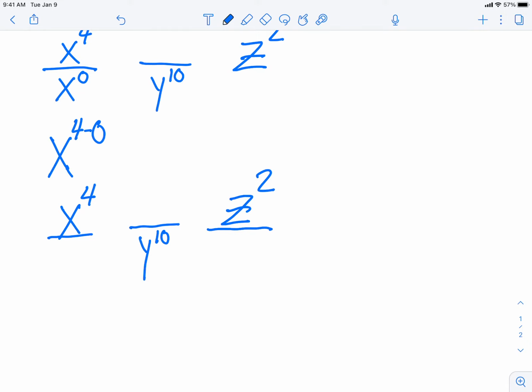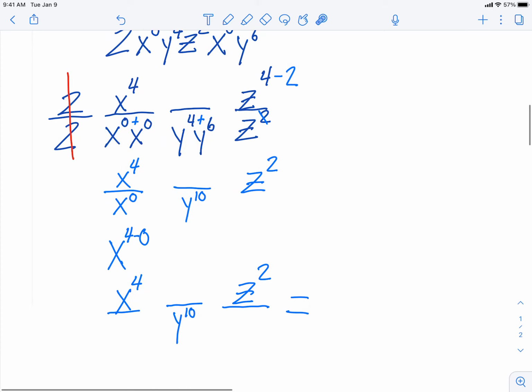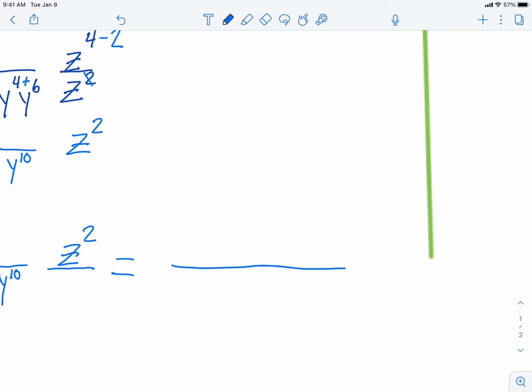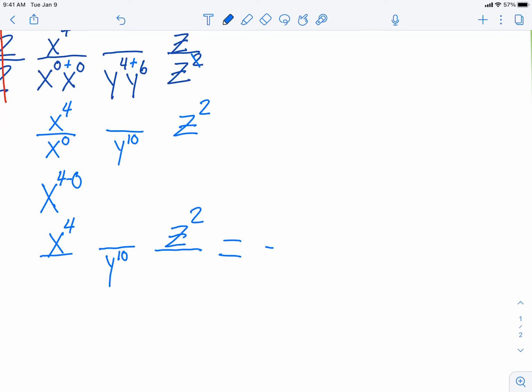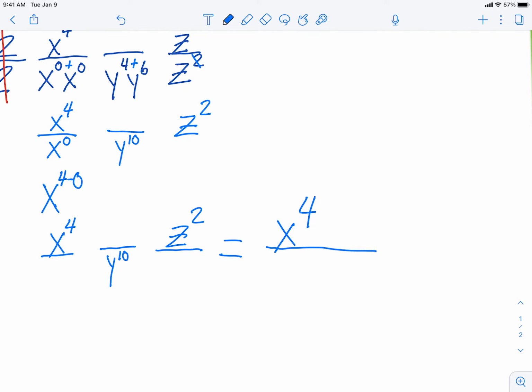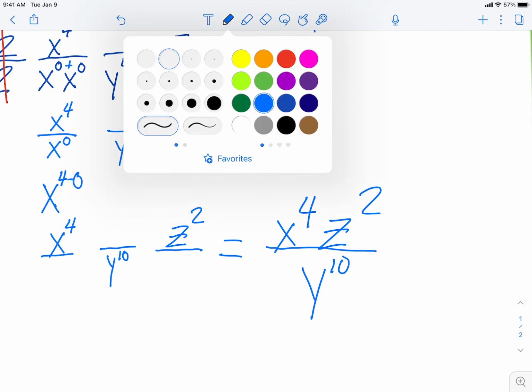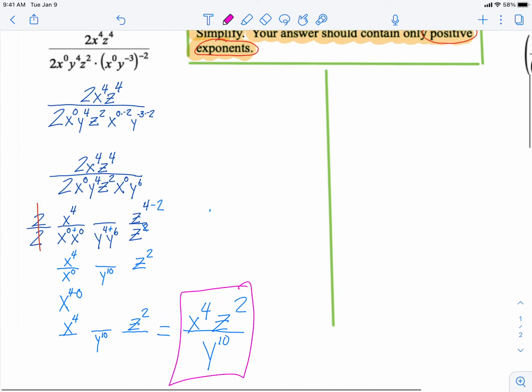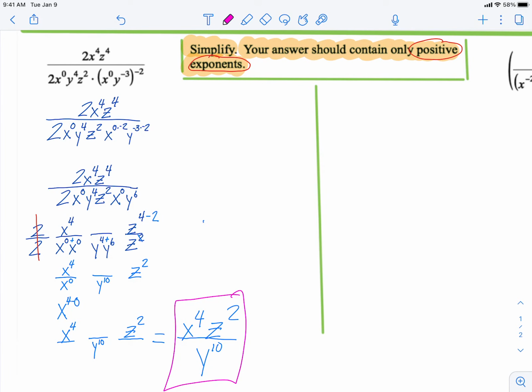So finally, what is our final answer, everybody? Well, the 2's canceled out, so that's gone. Let me draw my division line here. What's left up top? Up top is x to the 4th. Z squared is also on top, z to the power of 2. And on the bottom is y to the 10th. And that right here, kiddos, is our simplification. Look at that. We have simplified that first problem. So again, the key is just going in order. Keep everything in order.